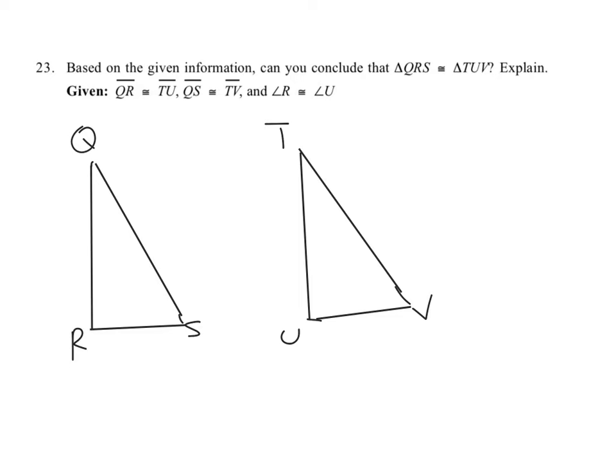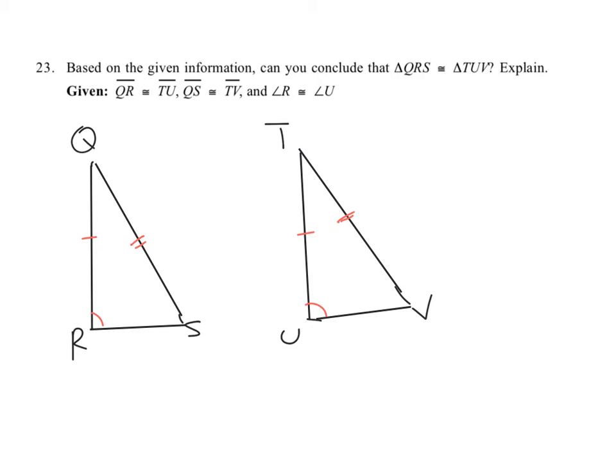What do we know? We know that side QR is congruent to side TU. Let's mark that. We know that QS is congruent to TV. And we know that angle R is congruent to angle U. Okay. Can we conclude that these are congruent?